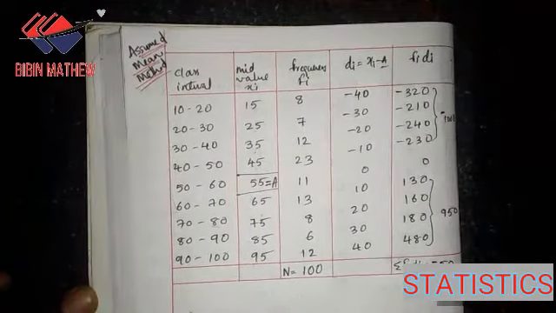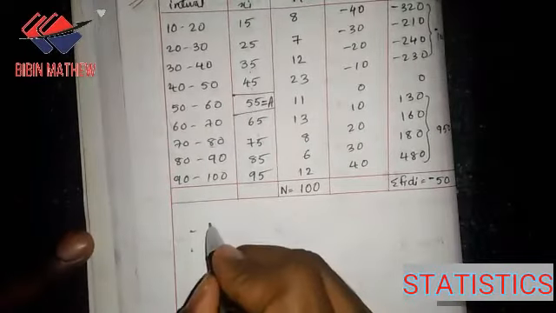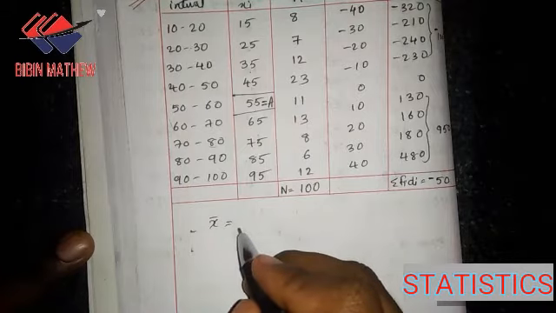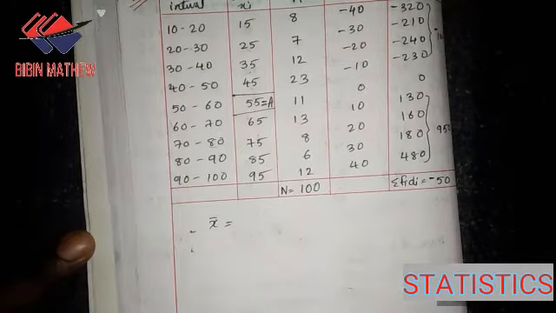सो यू गॉट इट. नाउ लेट अस कम टू द फाइनल पॉइंट, फाइंडिंग द मीन. x bar is equal to, first of all you will have to write the equation of x bar. So here what is the equation of x bar?